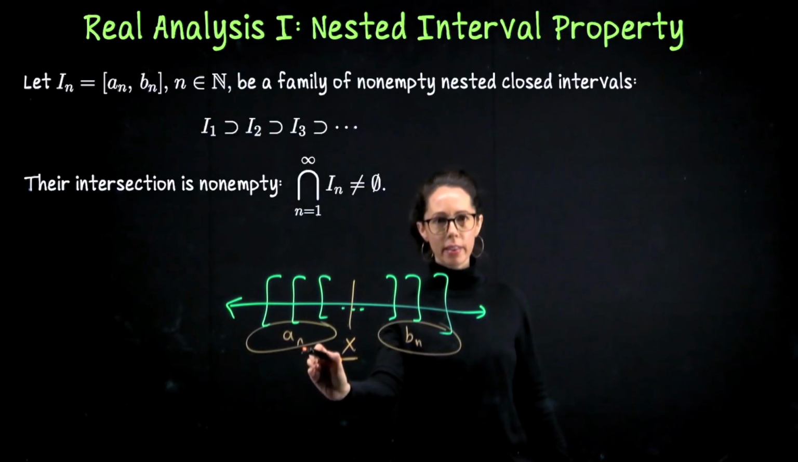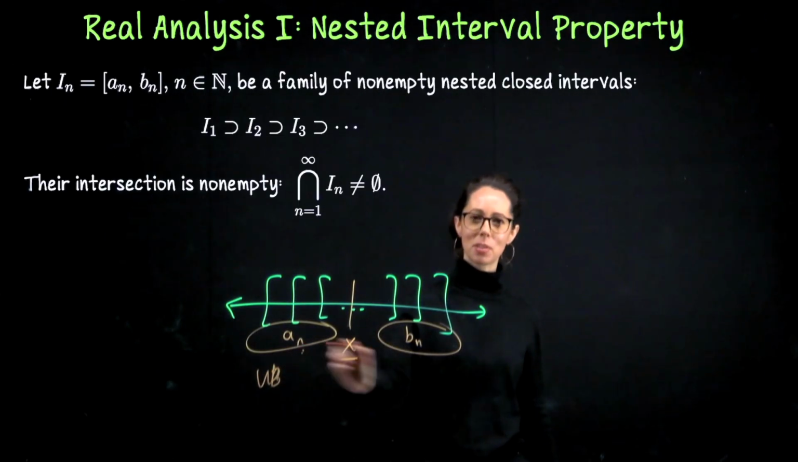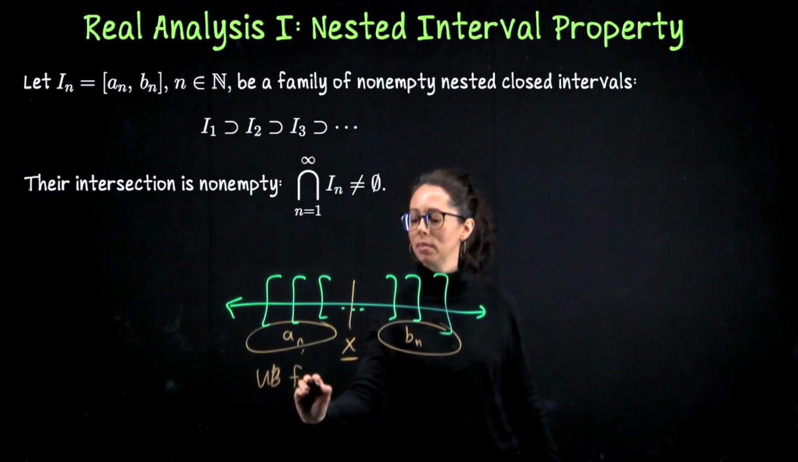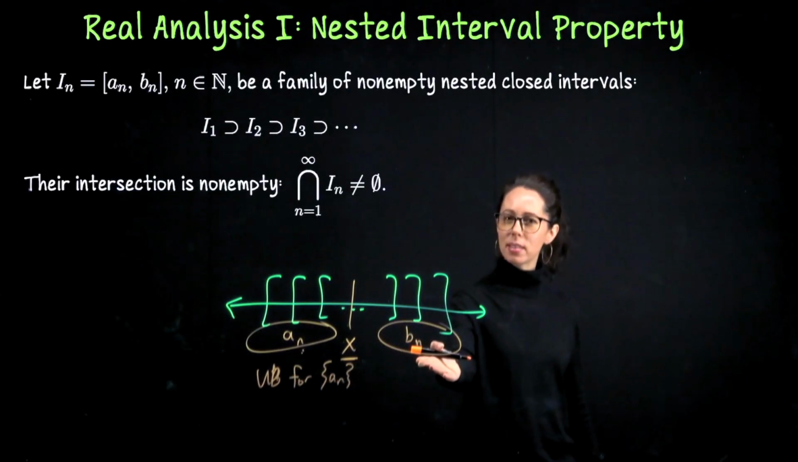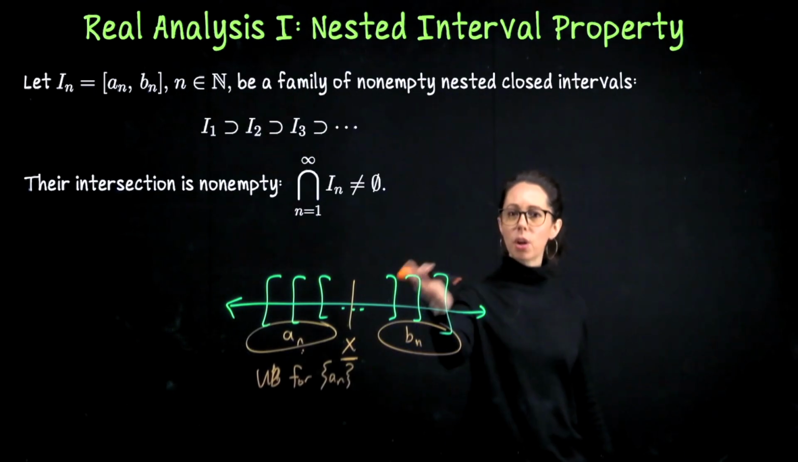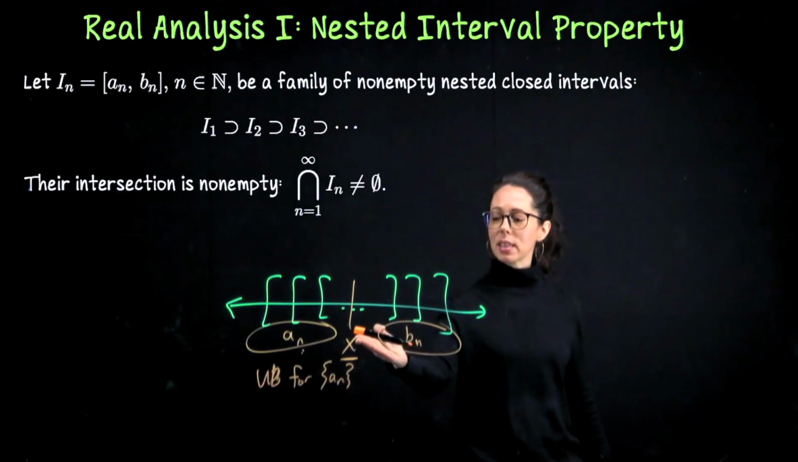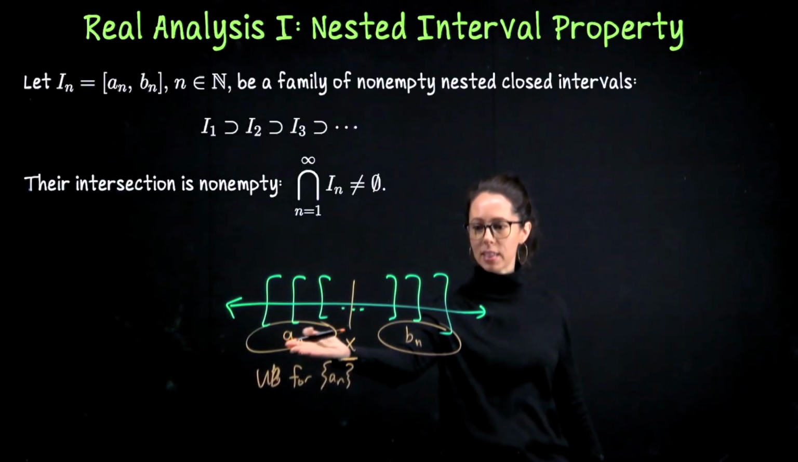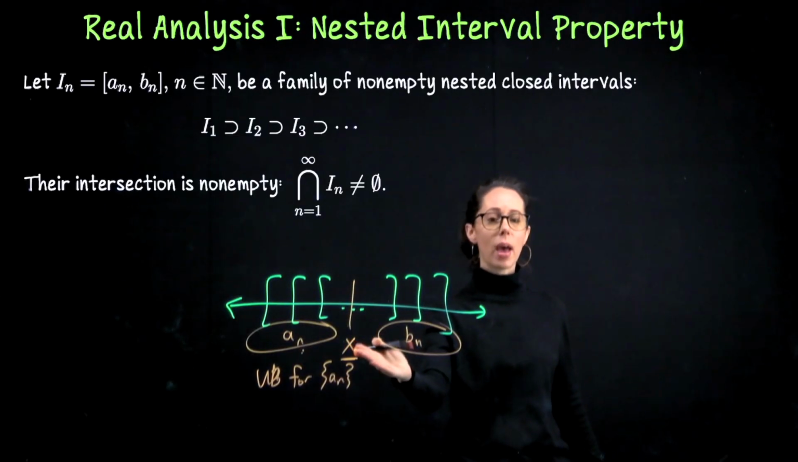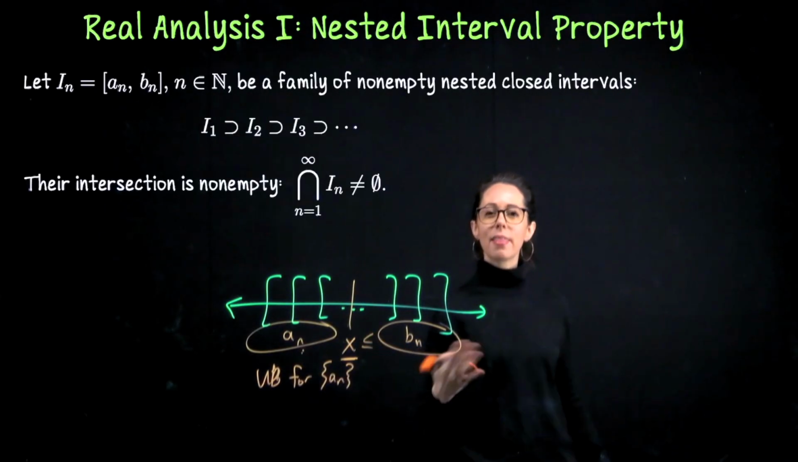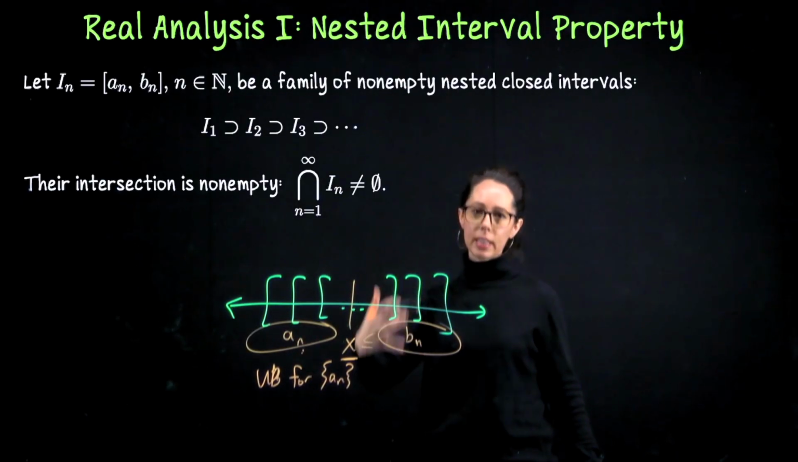X is bigger than these, so it's an upper bound. Sorry, that's supposed to say UB, upper bound, for the A_n. But it's smaller than all of the B_n. Well, these are also upper bounds for the A_n. We'll show that explicitly in the proof. So X is an upper bound for these left sides. All the B_n are upper bounds for the left sides too. And I know X to be less than or equal to all of these. That makes it sound like X is an upper bound for these and is perhaps the least upper bound.